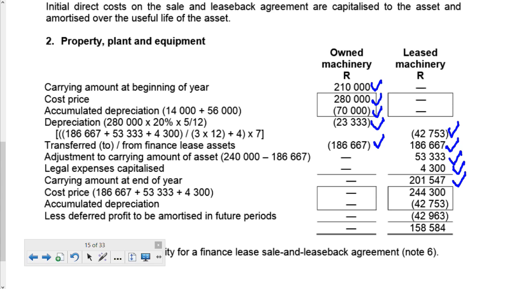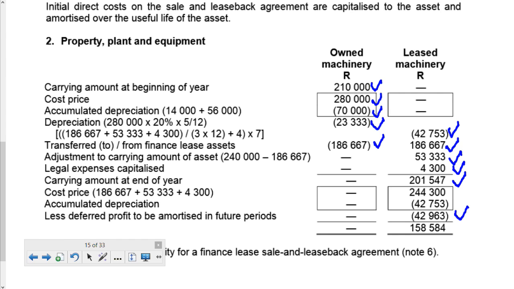The 201,547 is made up of a cost piece. The cost piece is the 186 that it was transferred in at, plus the 53 adjustment, plus the 4 of costs, and a depreciation piece, which is just the current year's piece of depreciation. And then at the bottom, I remove the deferred profit that will be recognized in future periods, 42,963.